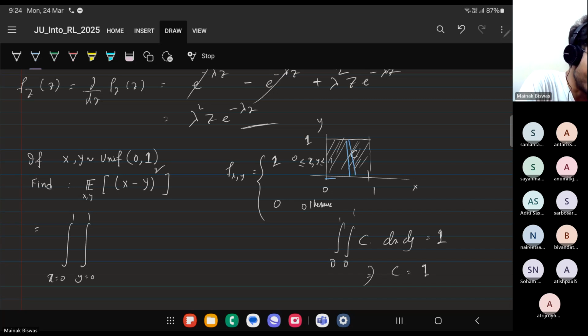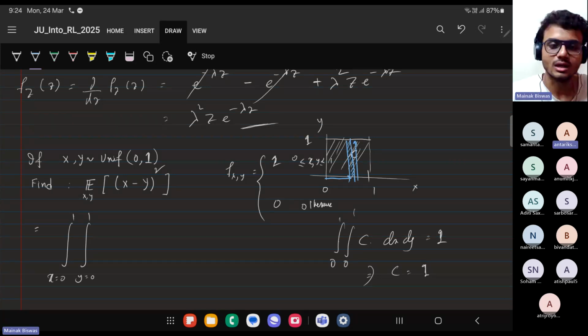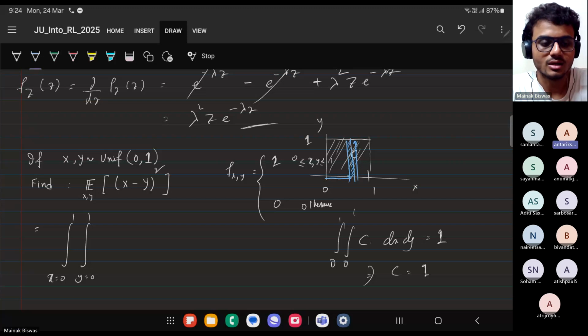For every x, you will go between 0 and 1, right? This is how you calculate the multivariate expectation. Yeah, correct. The integral of C times (x minus y) squared dy dx.